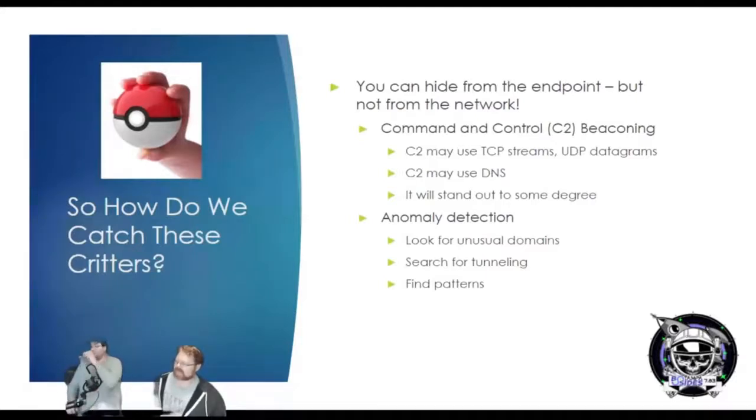Now, the command and control beaconing will stand out to some degree versus normal traffic. So there's a number of products that are used for what's called anomaly detection. There's a specific one we're going to look at today, but by no means is it the only option. There are other products out there. And what we use our anomaly detection software for is to find unusual domains, to search for tunneling, and also to find patterns that indicate beaconing.